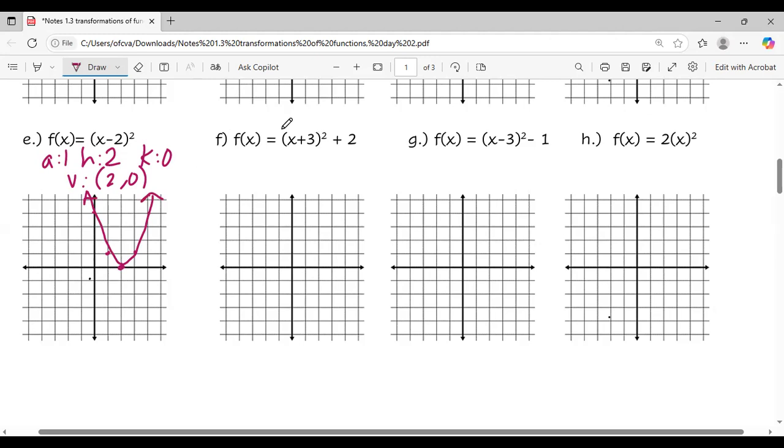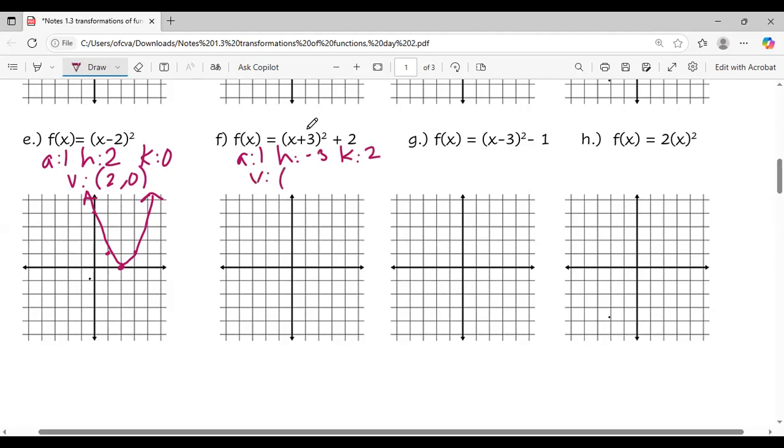No a value, so we haven't really touched on a yet. Eventually we will. Your h value, remember, right here, that's the tricky one. If you see x plus, that came from x minus a -3, a double negative. So your h value is really -3. Your k value does not change, so your k is 2.